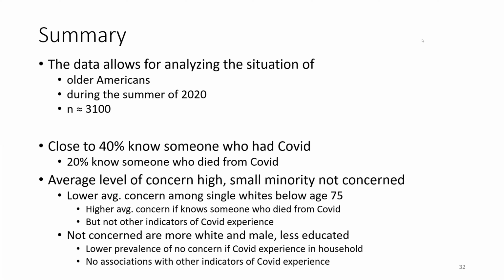And one is these results about knowing somebody who had COVID and knowing somebody who died from COVID. Close to 40% know someone who had COVID, and close to 20% know someone who died from COVID in our sample. And this is the summer, so that's going to increase probably a lot for the fall wave. And level of concern is high. There's a small minority that is not concerned. And there are some very interesting patterns, not only by race and education that people would guess, but also by whether people are single, and single white men below age 70 have lower concern than anybody else.